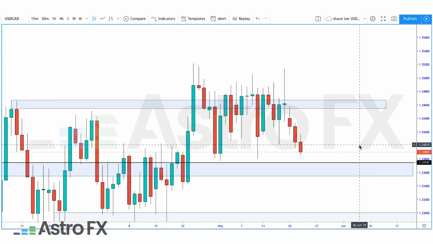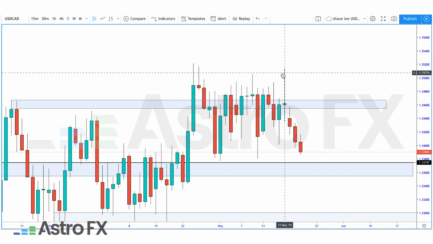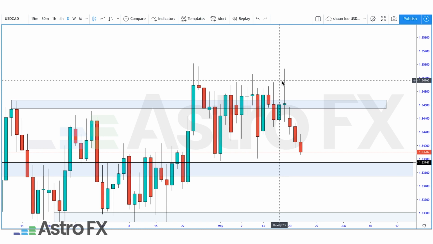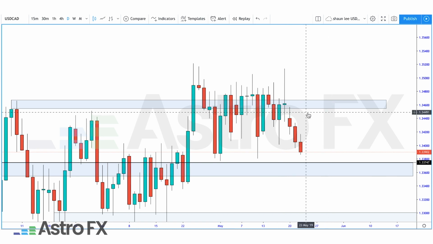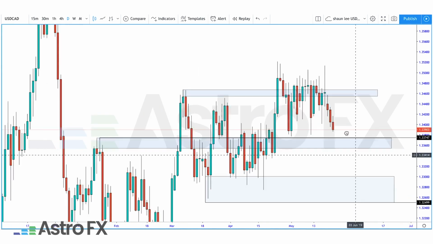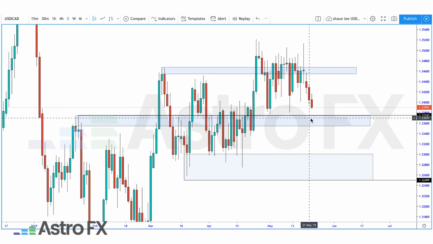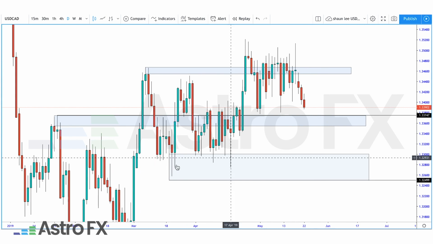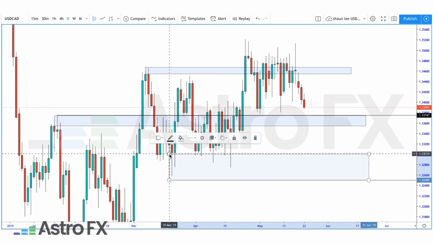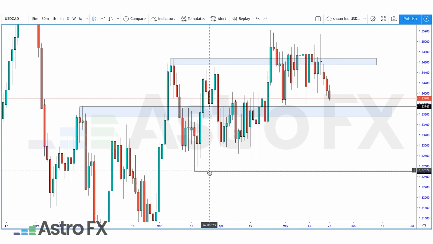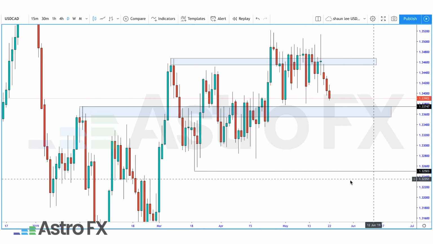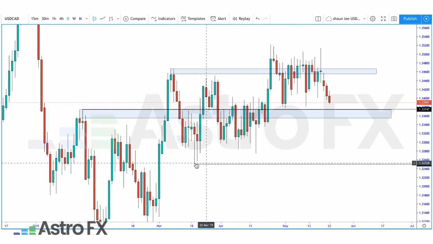But on top of that, what we can see is that we had rejection all the way through 3,500. We have the rejection right there. And right here, this is a very, very key area. I have had this area drawn on for quite some time. I'm going to remove it though for clarity purposes. I'm just going to keep the level on at 3,250.